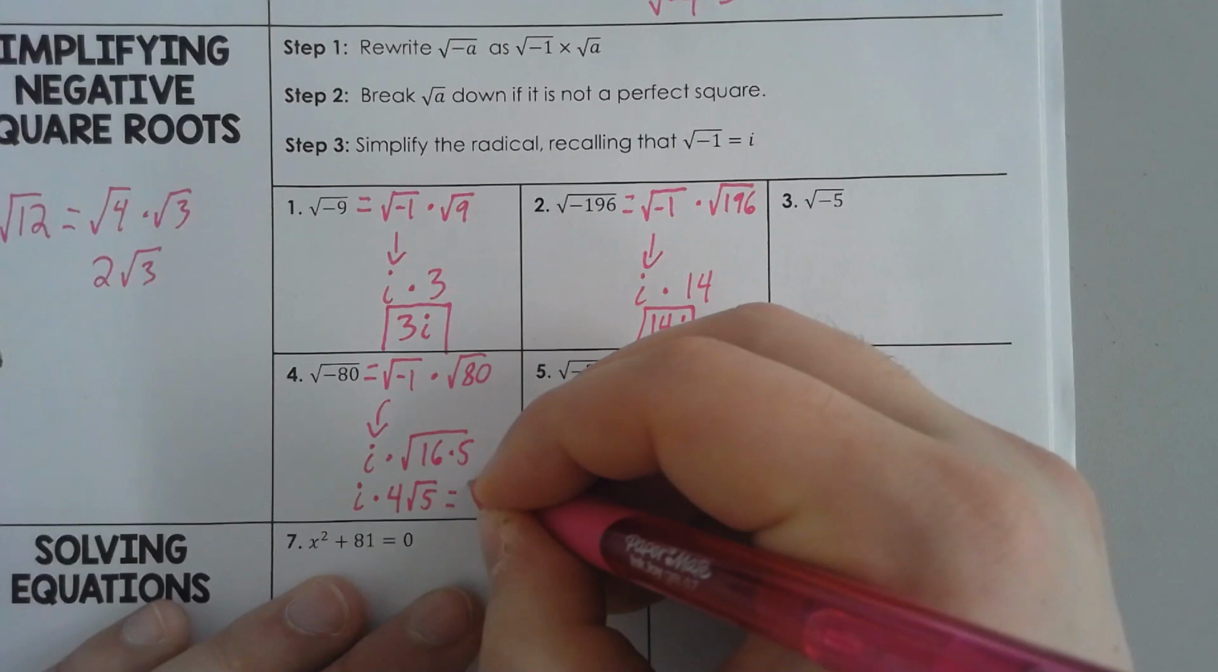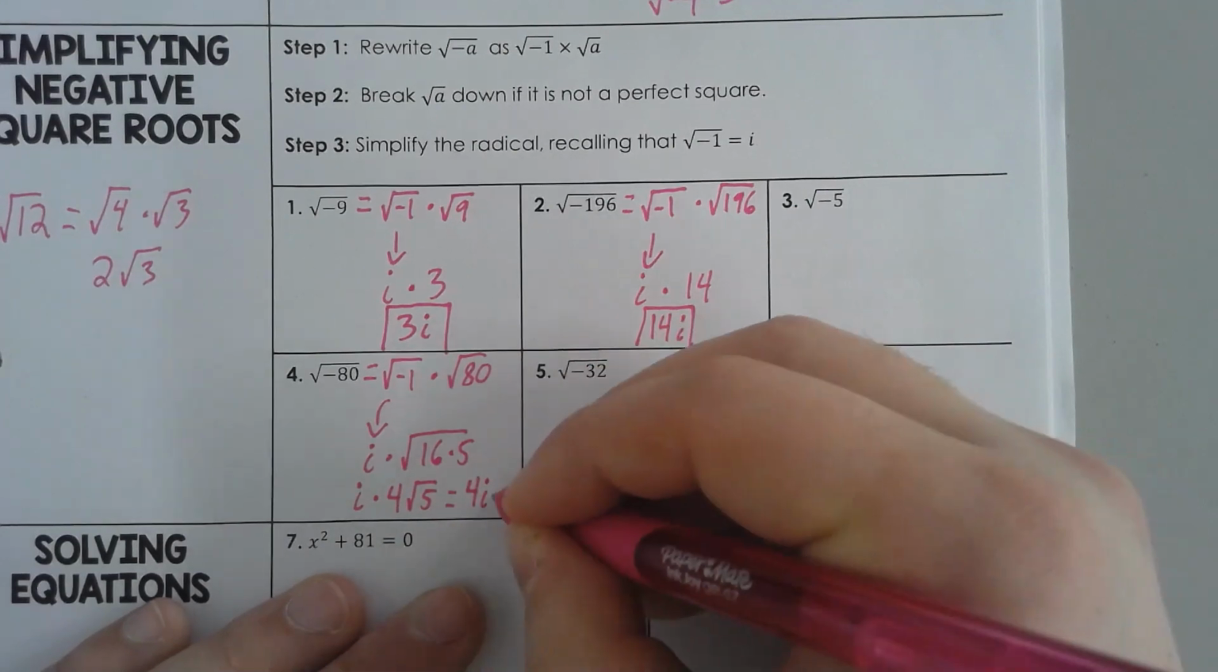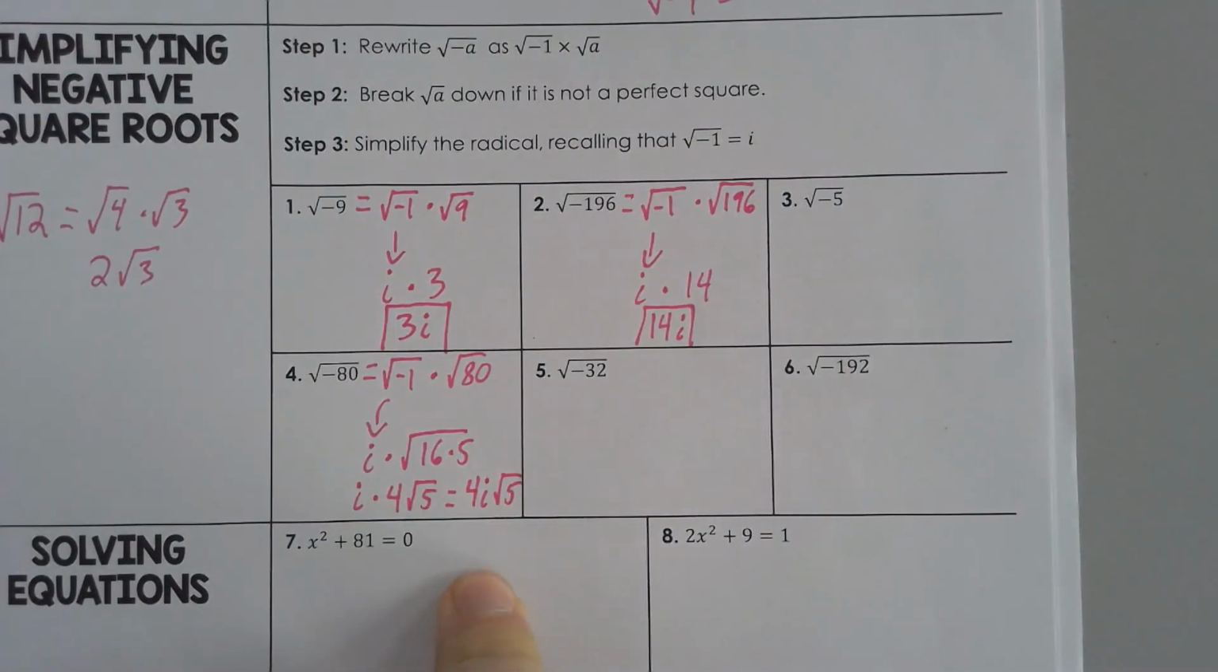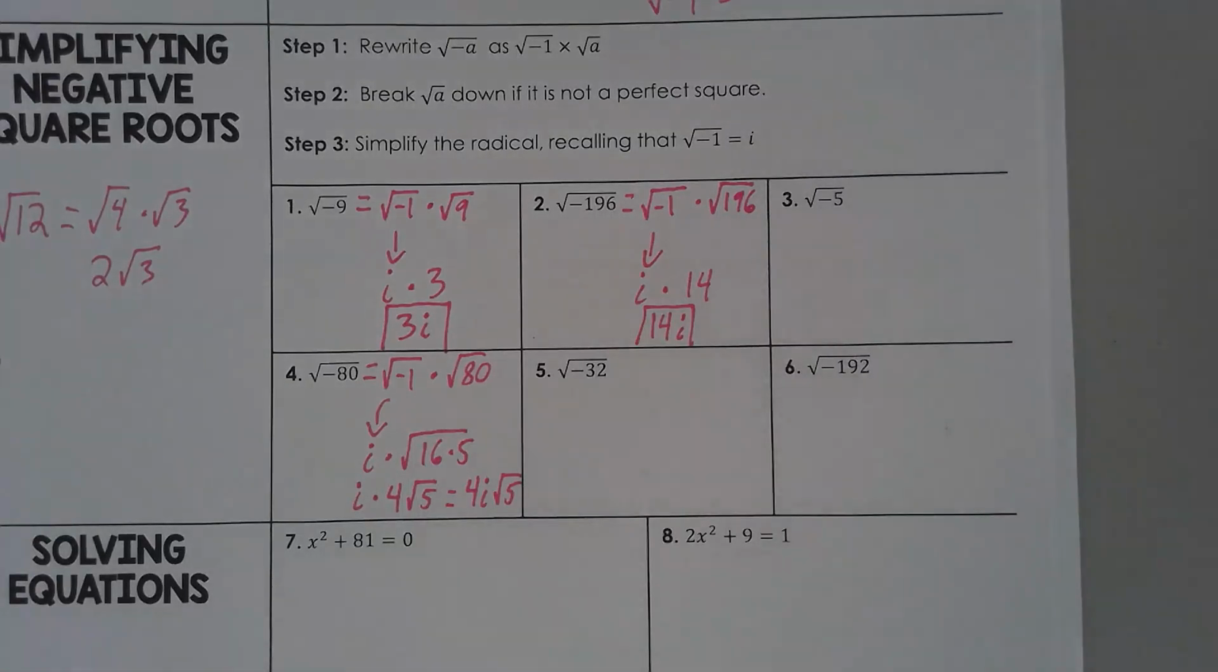Make sure you just write 4I square root of 5. Your I, like I said, kind of treat it like an X. It goes in front of the, or after the 4. Alright, try 3, 5, and 6 on your own.